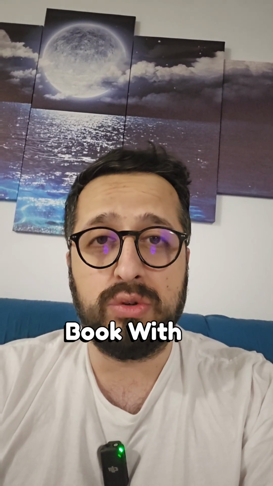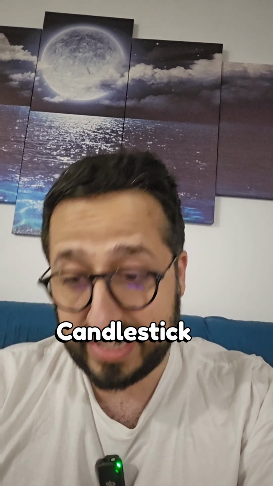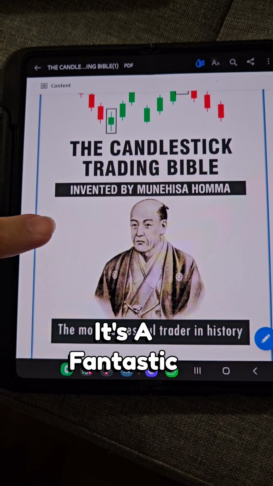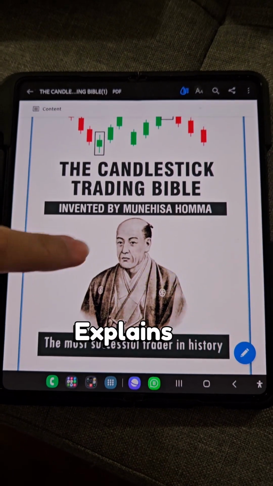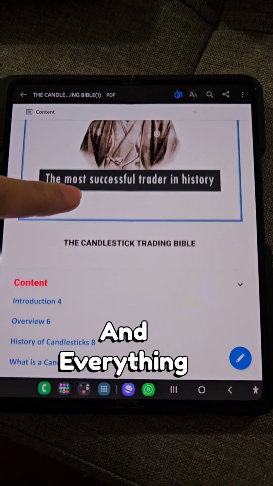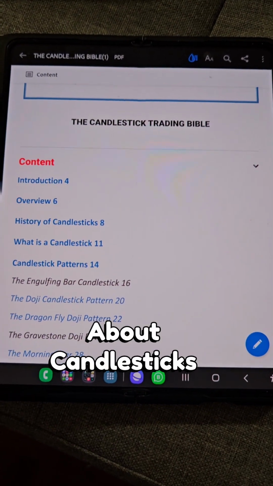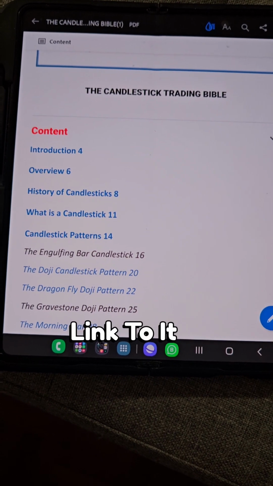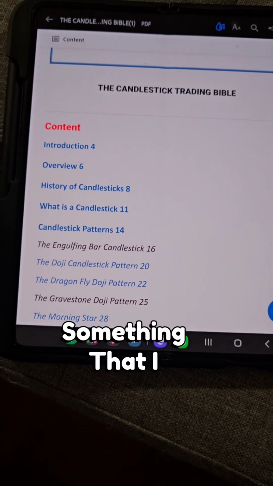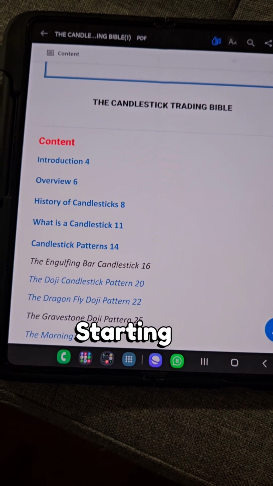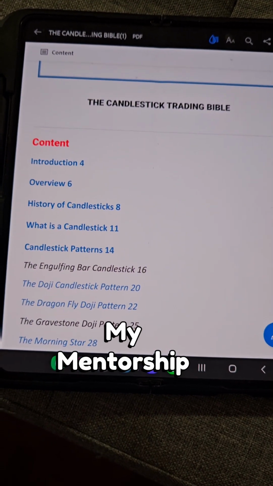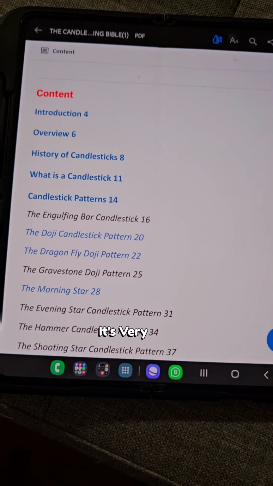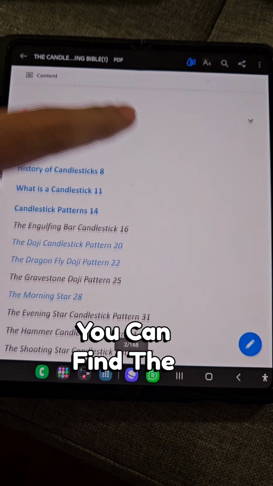So I want to share a book with you. It's called the Candlestick Trading Bible. It looks like this. It's a fantastic book. It explains the overall history and everything you need to know about candlesticks. I'll give you the link to it. If you don't have a link, send me a DM. It's something that I share as a first starting point in my mentorship program as well. It's a free book. You can find it on Google as well. It's very easy to search for it. You can find the name.